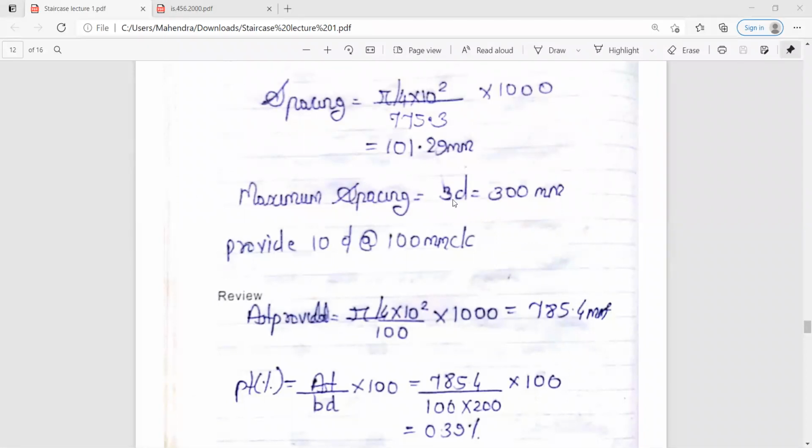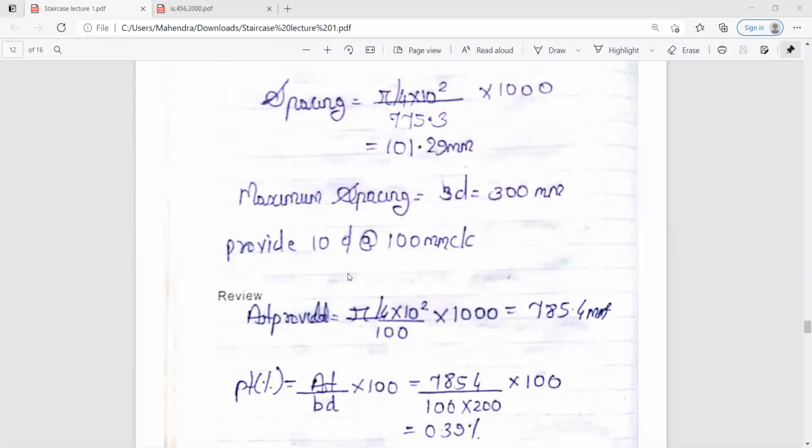Maximum spacing should be 3D or 300 mm. So our spacing is less, so it's okay. So you have to provide 10 mm bars at 100 millimeter center to center spacing. Then you need to calculate AST provided. Again, you are going to use 10 millimeter bars. So pi by 4 into 10 square upon 100, into 1000, you are going to get AST provided. So AST provided you get is 785.4 mm square.